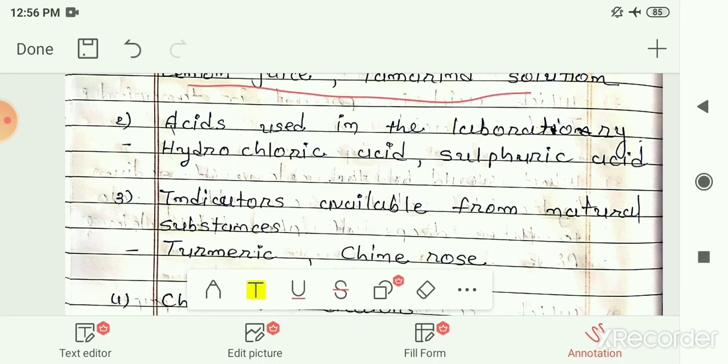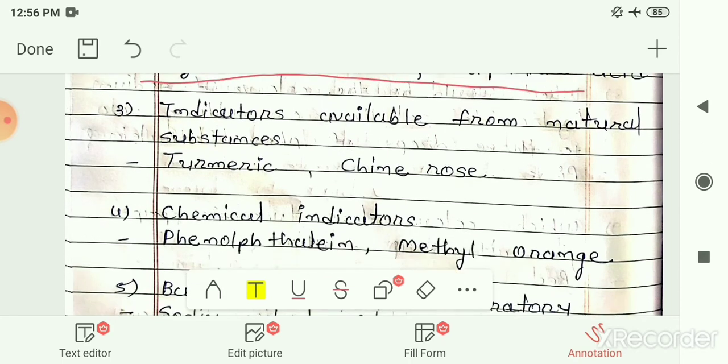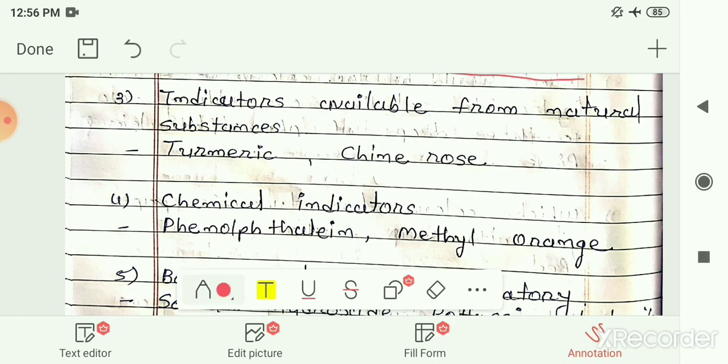Next is acids used in the laboratories. So here your answer is hydrochloric acid and sulfuric acid. You can also write nitric acid. These are the strong acids which are used in the laboratories. Next, 3rd number is indicators available from natural substances. So here your answer is turmeric and China rose. You can also write litmus. These are the indicators which we can obtain from natural substances.